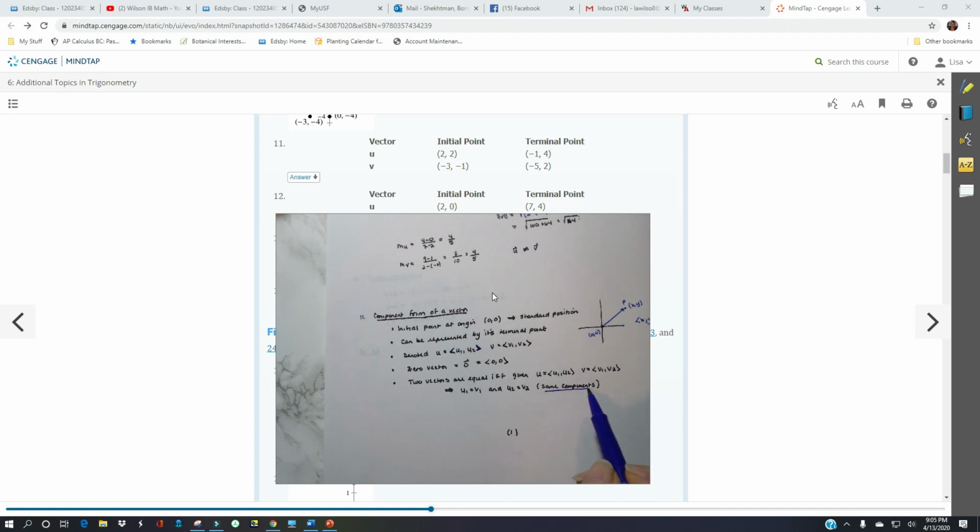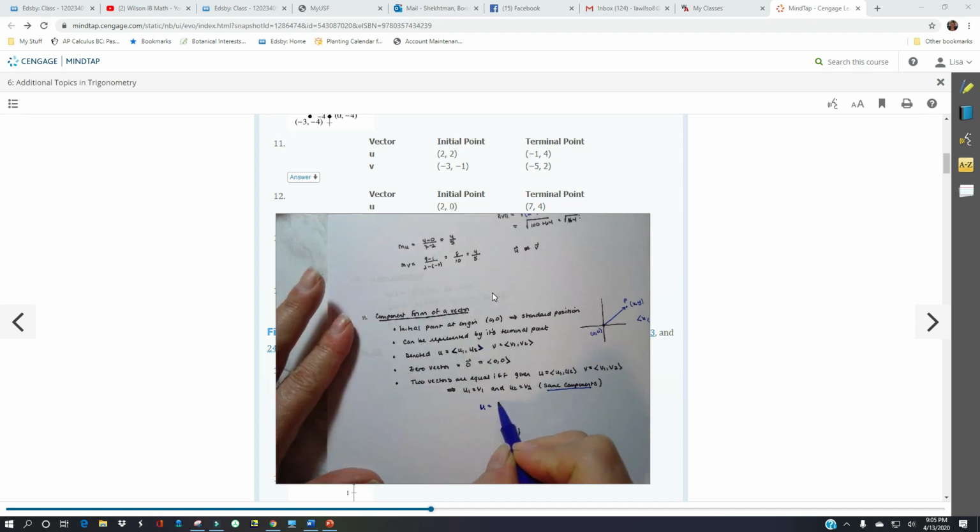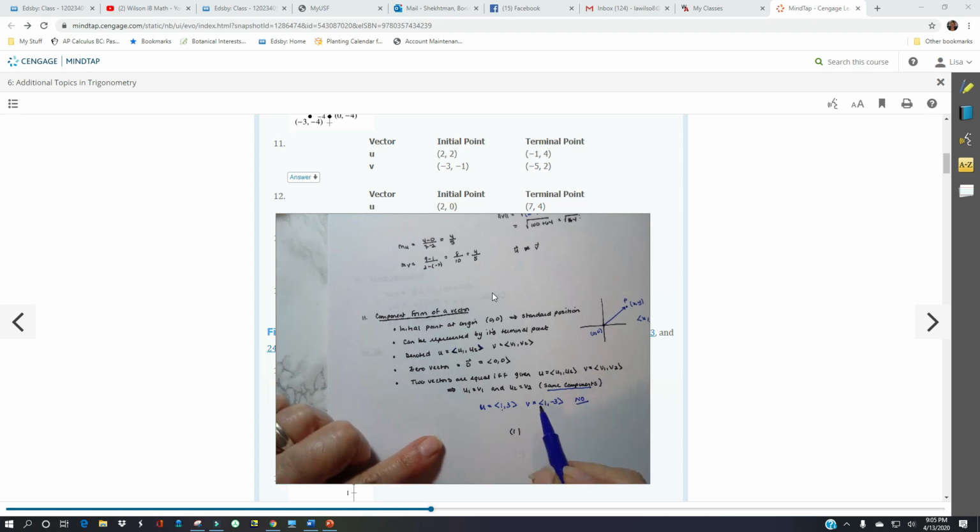So the same components. So if I said u is 1, 3, and vector v is 1, negative 3, are they equivalent? You would say no, because while the first components are the same, the second components are not the same. So they would have to be identical. If I said u is equal to 2, 4, and v is equal to 2, 4, then I could say yes, those are identical vectors. They have the same exact components, so they're really easy to spot.